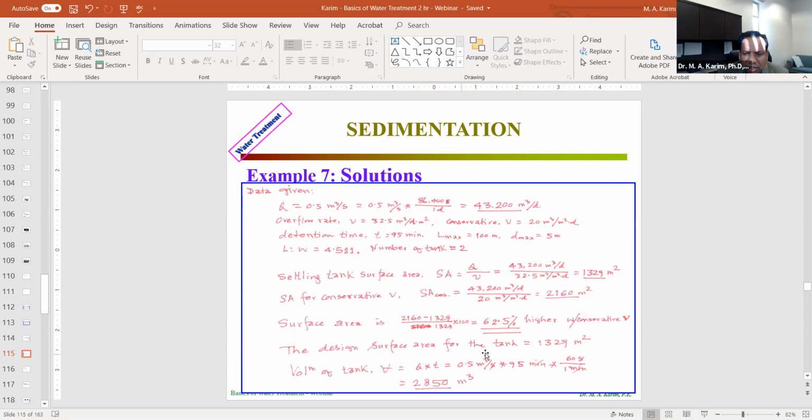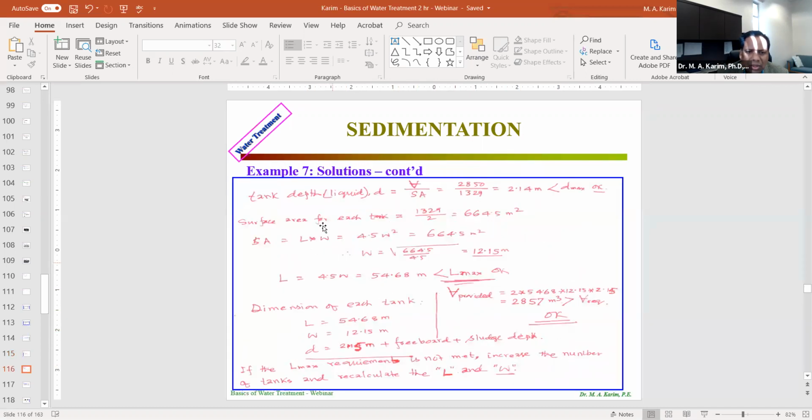The design surface area for the tank is this. The volume of the tank is Q times T, which is this. Then if we calculate the tank depth, it would be 2.4 meter, things like that. Surface area of each tank would be this. If I provide two tanks, the problem says to provide two tanks, then surface area equal to L times W equals 4.5 W square equal to this. From here we can calculate the W, 12.1, and L equal to 54.